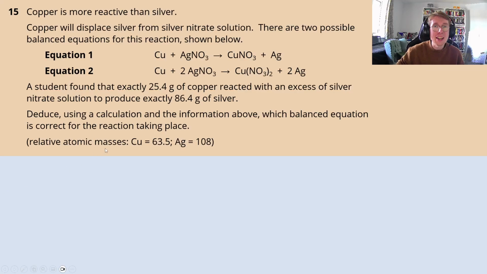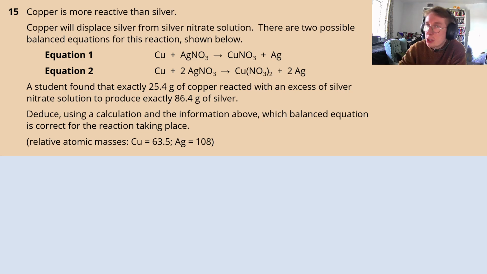Question number 15 then, and it's a very similar question to one of the ones earlier where we were looking at deducing the balanced equation of a reaction, but this time we're given two balanced equations and we need to decide which one is correct. So we've got copper reacting with silver nitrate, displacement reaction, and these are the two possibilities of the equations that we could have. So we could either have 1-to-1 ratios all the way through, or we could have a 1-to-2 ratio of the reactants forming a 1-to-2 ratio of the products.